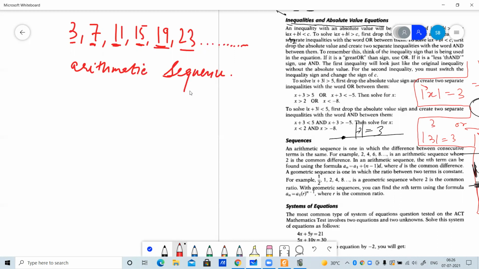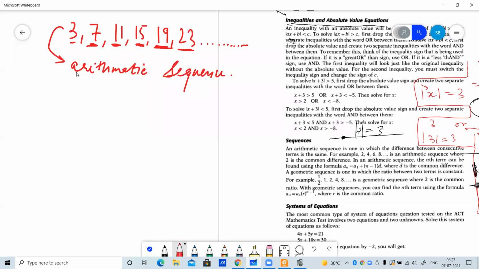Very simple. When you check consecutive numbers, for example 15 and 19, you will see the difference as 4. You check 19 and 23, the difference is 4. You check 7 and 11, the difference is 4. So wherever they have the same common difference, that is called an arithmetic sequence. Okay.